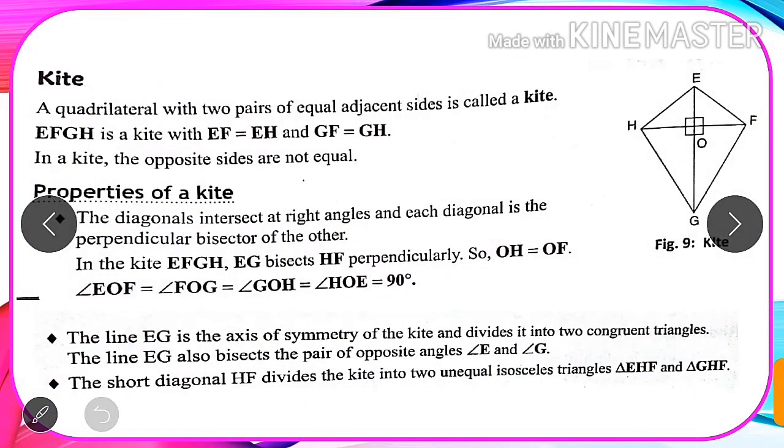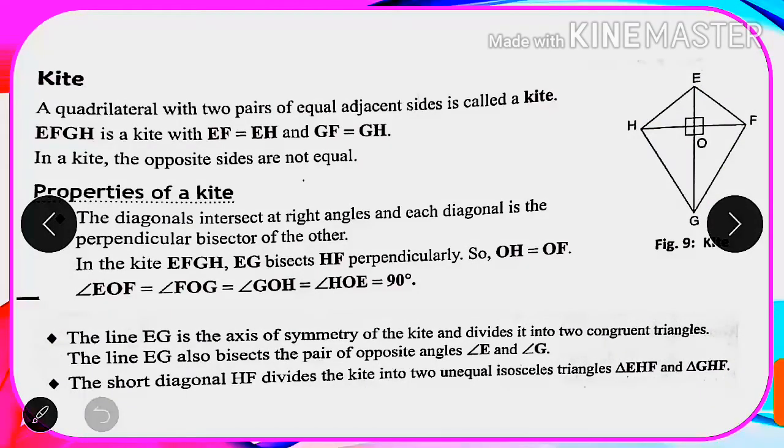Now let us see the next special quadrilateral, that is the kite. A kite is a quadrilateral with two pairs of equal adjacent sides. That means this one is a figure of a kite where you will find that HE will be equal to EF. Similarly, HG will be equal to FG. So in a kite, two adjacent sides are equal. So this one will be equal to this one, and this will be equal to this one.